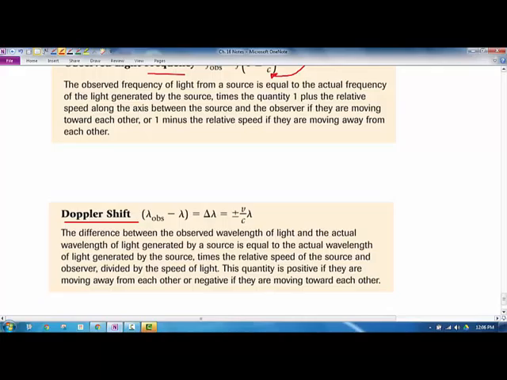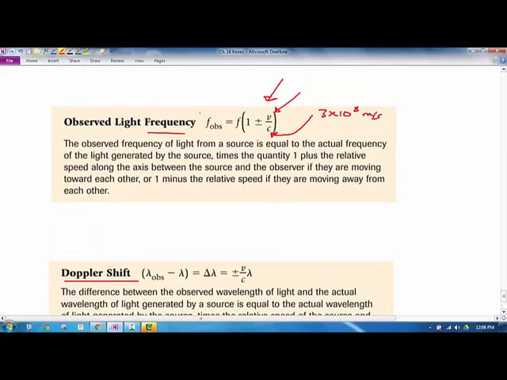This is probably the one we'll use the most, because we'll talk about the frequency of light. Blue being the highest frequency and red being the lowest frequency. This is on the formula sheet, so you won't have to memorize this.